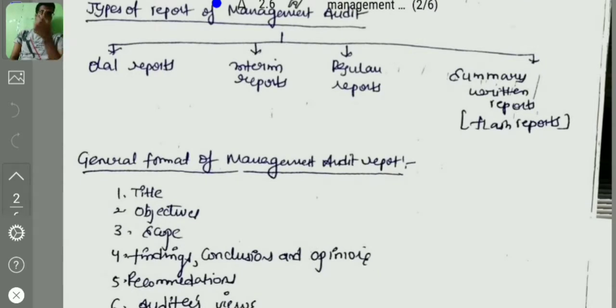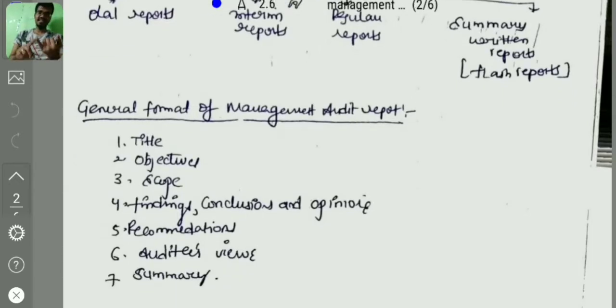Generally, for every audit report there will be a format. There is also a format for the management audit report. This is not that much important. We will see title, objective, scope, findings, conclusions, opinions, recommendations, audit issues, summary. The 7 points are there. We have discussed the same in internal audit also, SIA, but that audit report format is important.